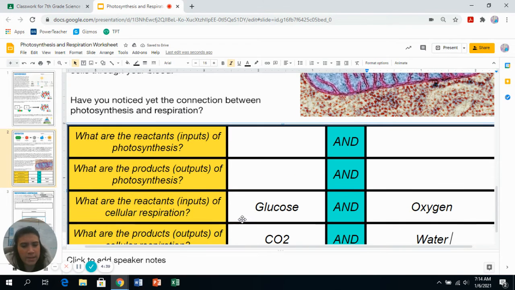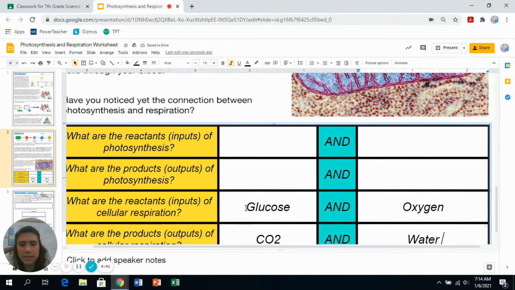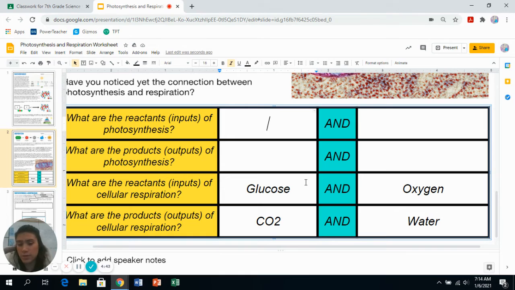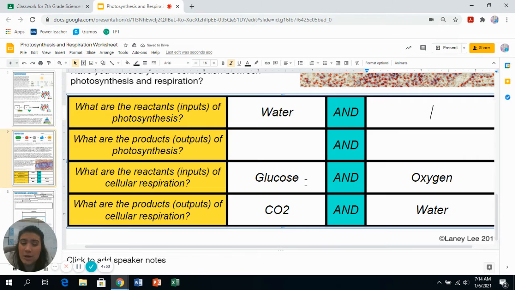And we can go back to the last page to see the reactants for photosynthesis, the things that photosynthesis needs. But you guys are 7th graders, and you know what a plant needs to photosynthesize. So they need water, and they also need CO2. They also need light as well. And that is something that you can put, but I would prefer these two answers.